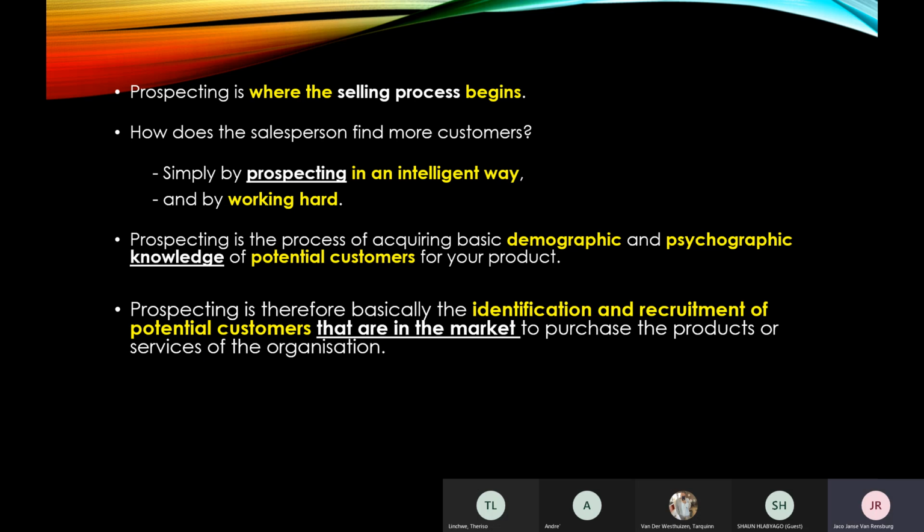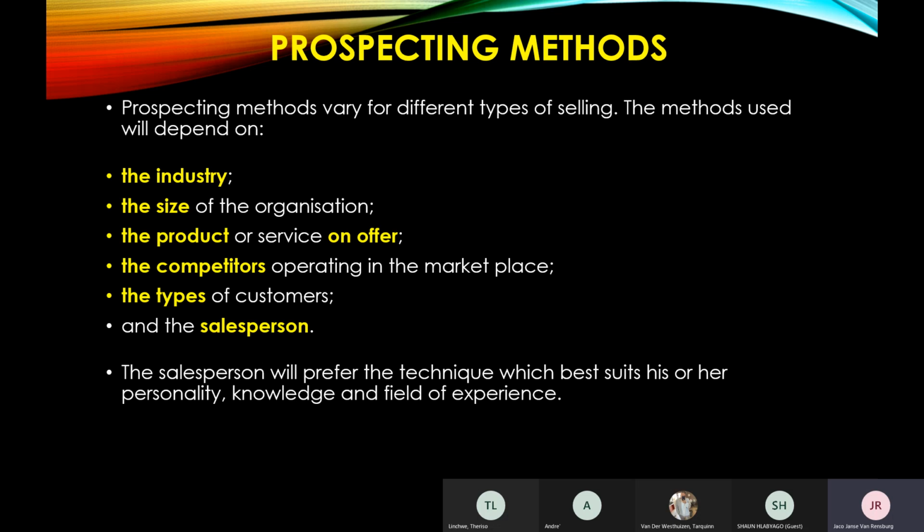Now I'll probably have to go to the next slide, because to me it's important that we determine that the methods that we're going to use and apply to find our prospects are going to be different from one industry to another. They are going to be different if businesses have different sizes. It will also depend on how many competitors there are in a particular industry. All these factors need to be included in whatever method you decide to use to find new prospects.